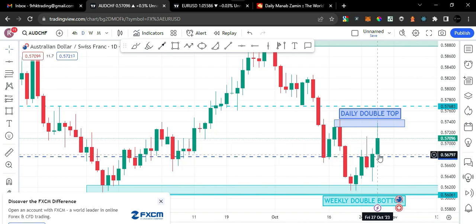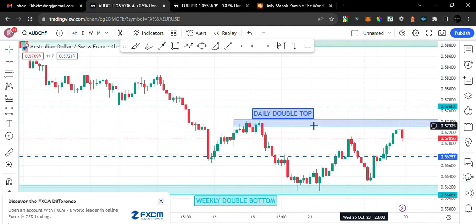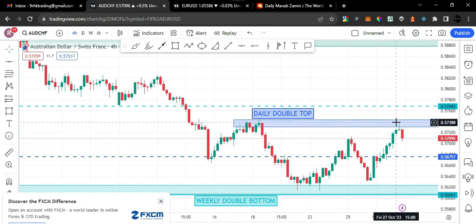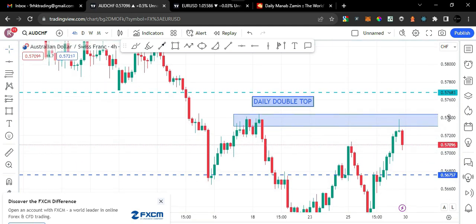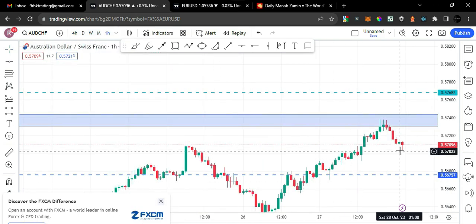If we go to 4 hours, we can see the same thing. In 4 hours, this is also a place where it came down. Now my question: in 4 hours, why did it stop here? There is no resistance here, so why did it start going up again? So we'll go to 1 hour and try to see.